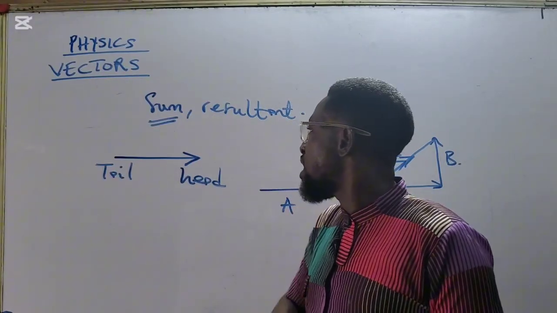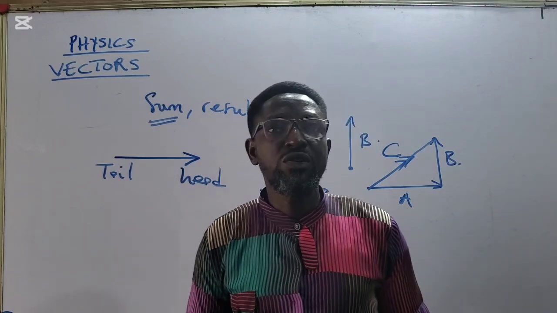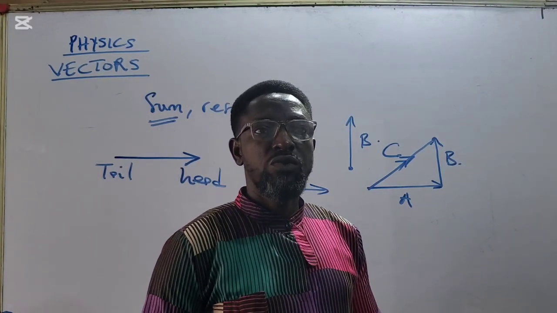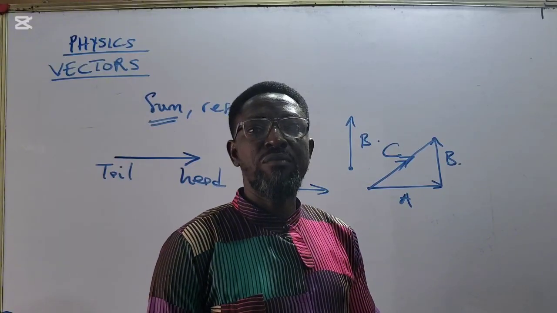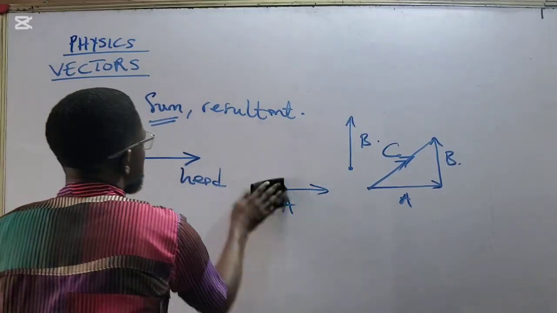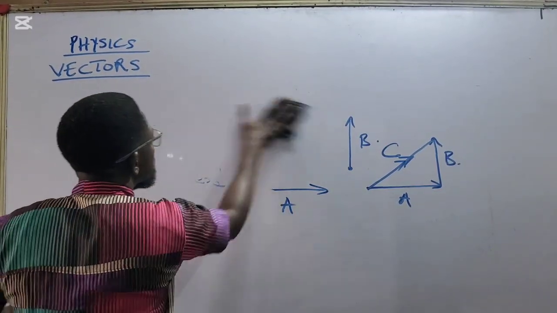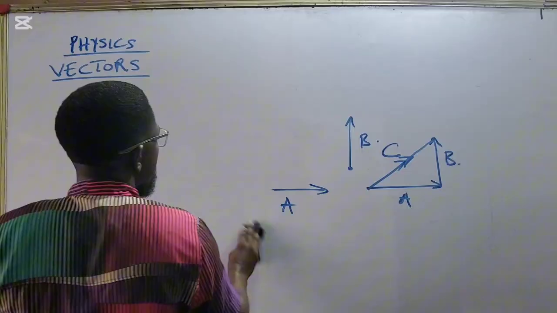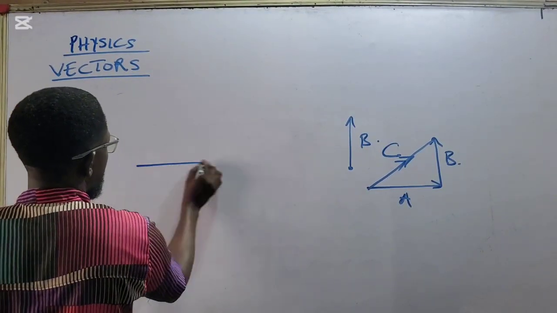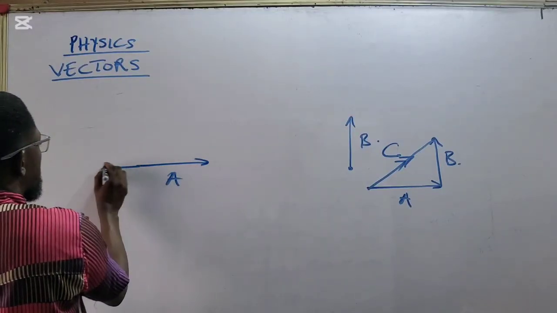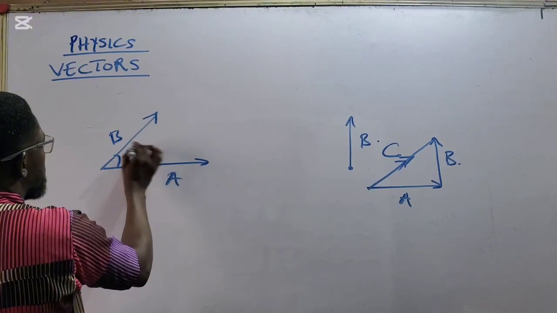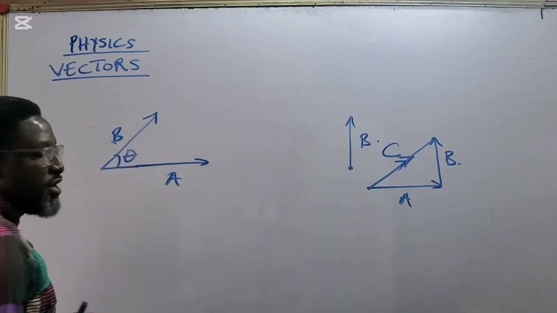But most times when you have just two vectors like this, you can use what is called the triangular law of vector addition. We also have the parallelogram law of vector addition. So if you have two vectors, a vector A and another vector B, separated by an angle theta, then you have to find the vector sum.